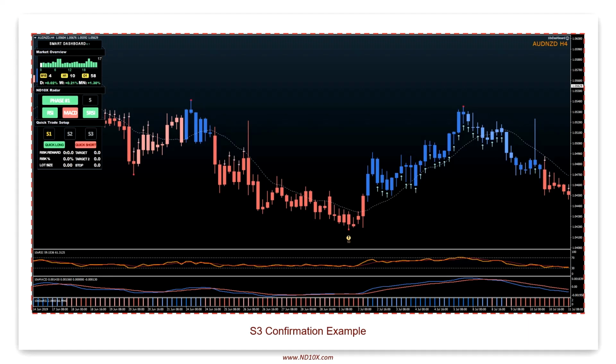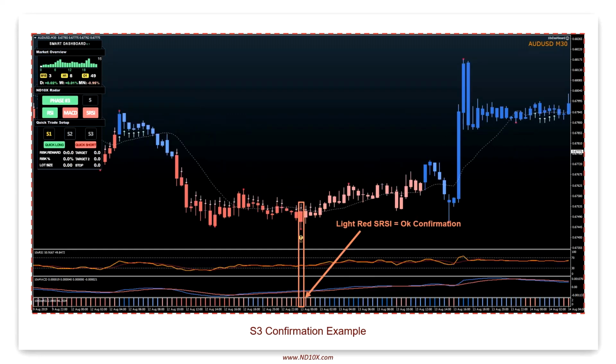On this Aussie chart, we can see that S3 dot. So what we are looking at here would be the stochastic RSI at that candle where we get the S3. In this case, we have that dark stochastic RSI bar. That would be a perfect confirmation. While on this chart of the Aussie dollar, we have just the light red bar. And we can say it's fine, we can trade it, but at the beginning, I would like you to stay away from those kinds of trades.